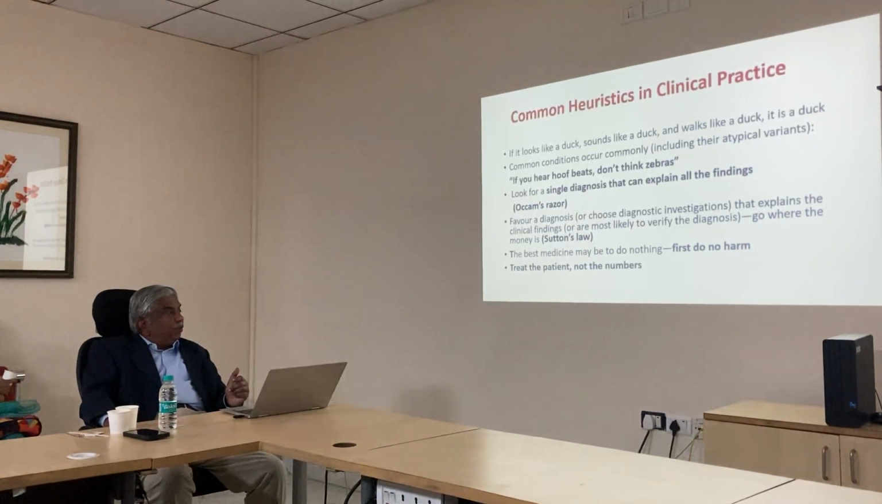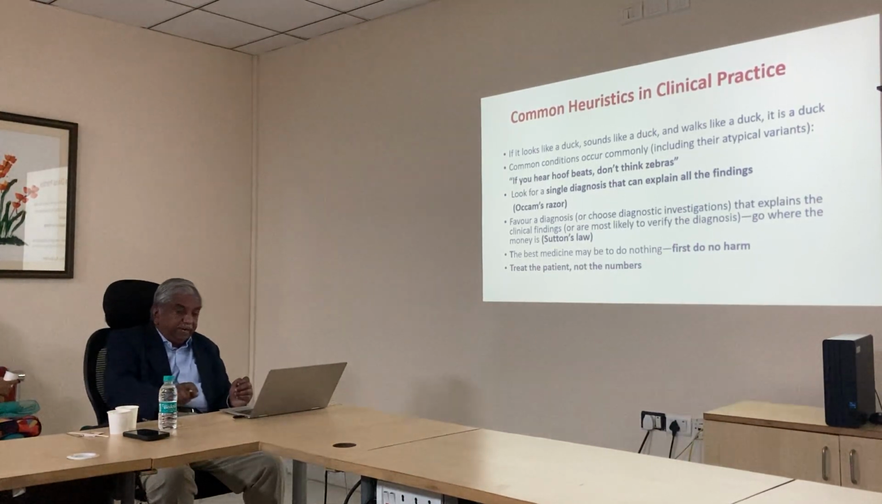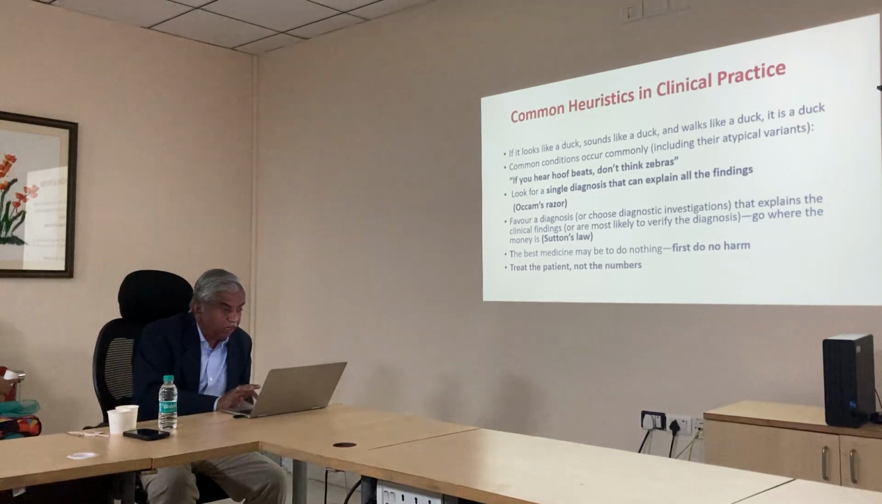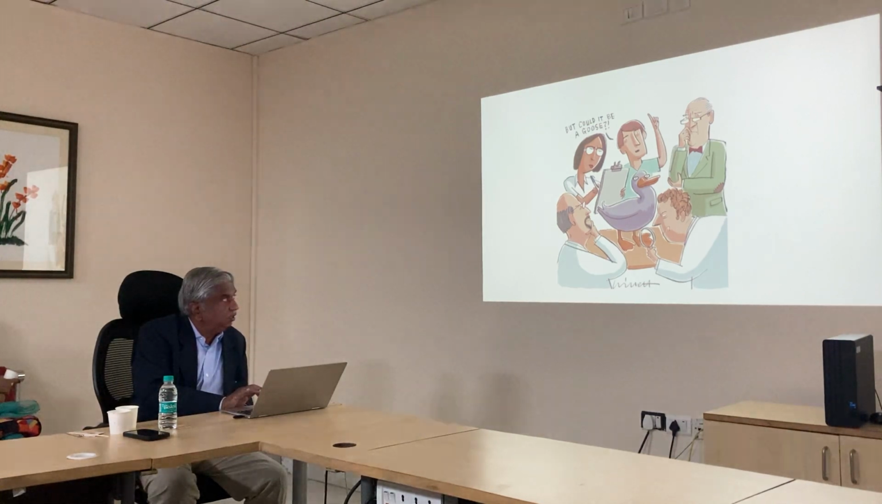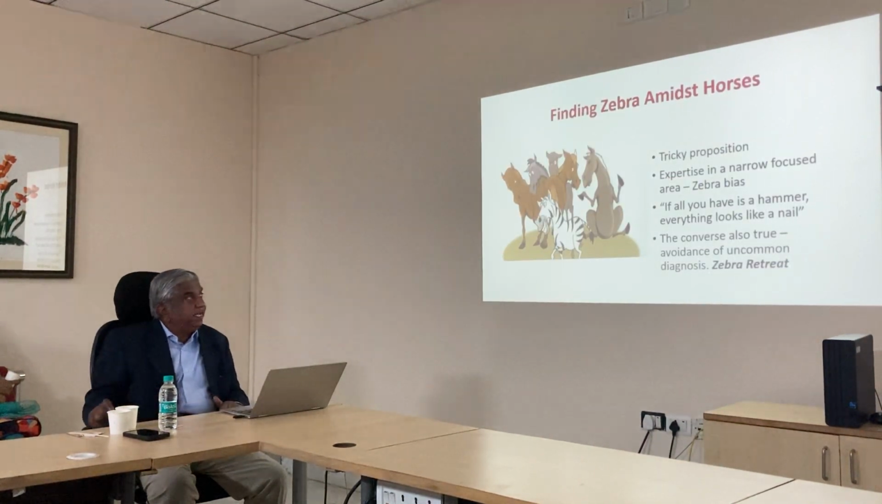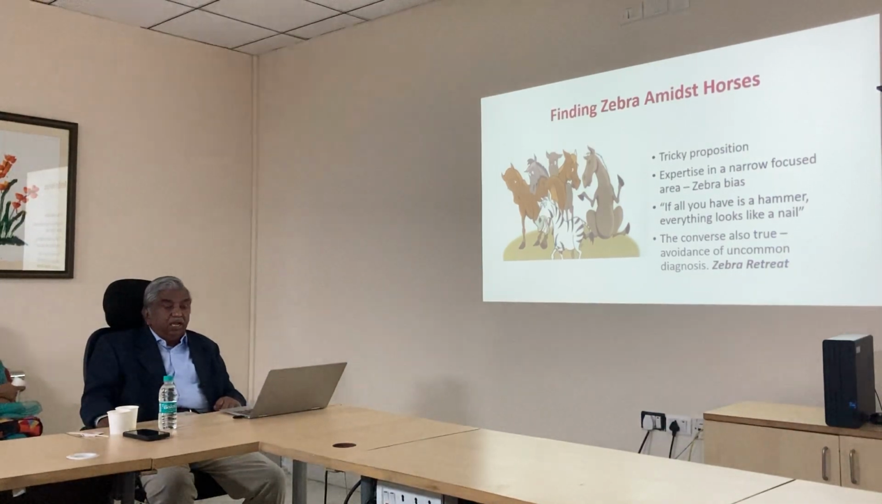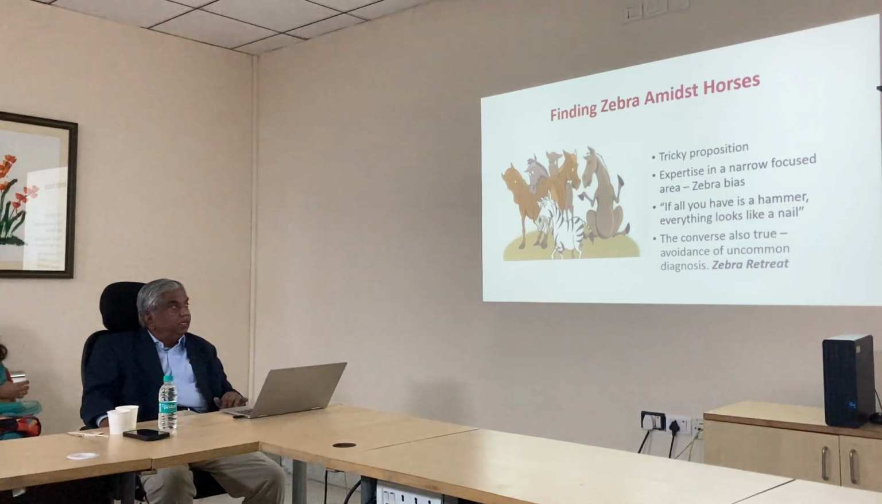Then in therapeutics we have some heuristics. First, do no harm. The best medicine may be to do nothing, treat the patient, not the numbers. These are all good heuristics which are handed to us generation after generation. Whether it's a duck or a goose, or finding a zebra amidst horses, in endocrinology, it's very important. In every specialty it is. It is a tricky proposition.